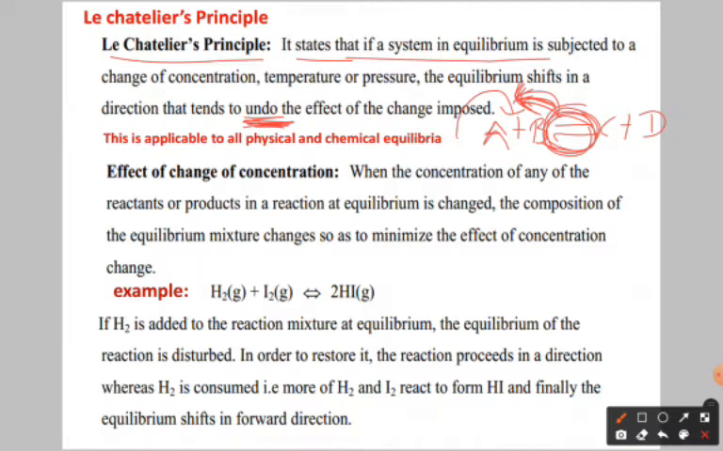So here if you see, this is applicable to all physical and chemical equilibria. Here we are discussing chemical equilibrium, so we are focusing on chemical equilibrium. Along with that, it is applicable to physical equilibrium also. So what is the physical equilibrium? Chemical equilibrium already we discussed. So this Le-Chatelier principle is applicable to physical and chemical equilibrium.